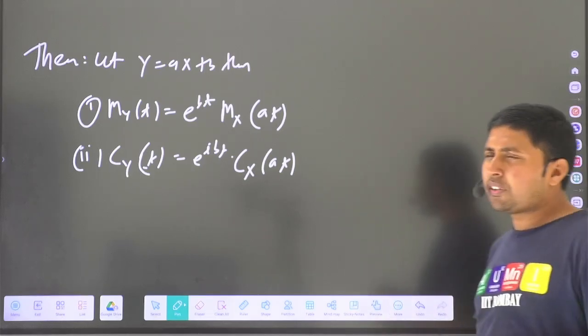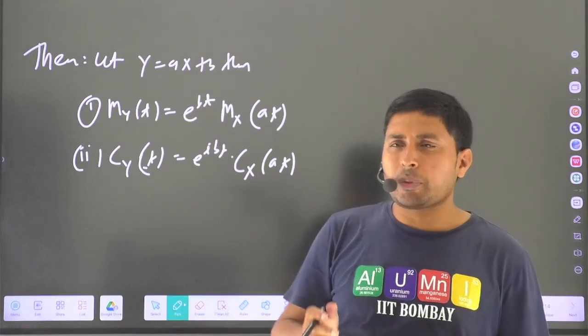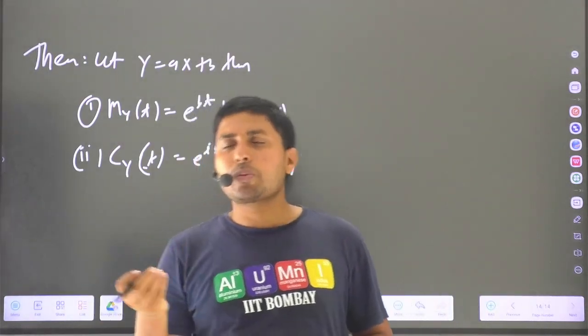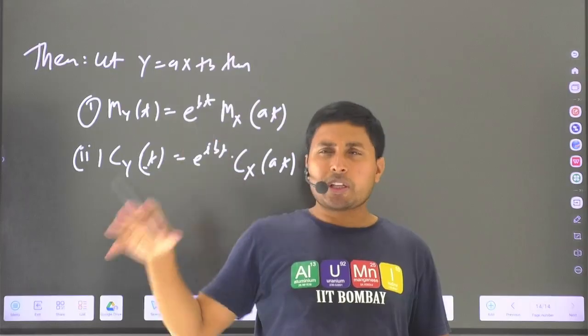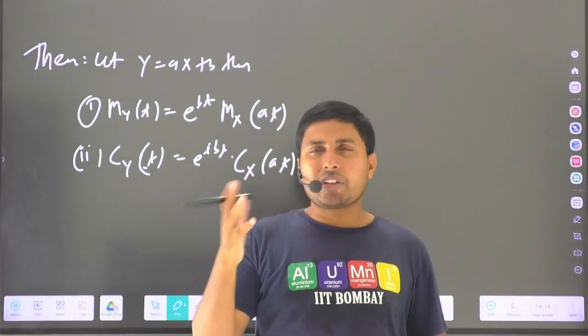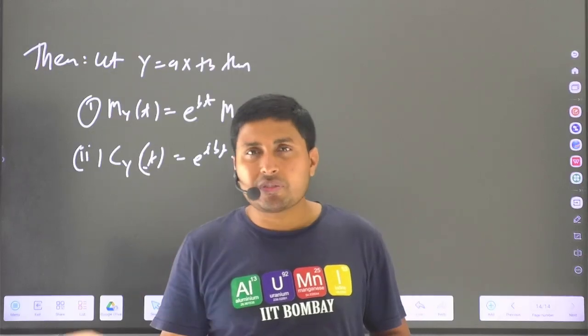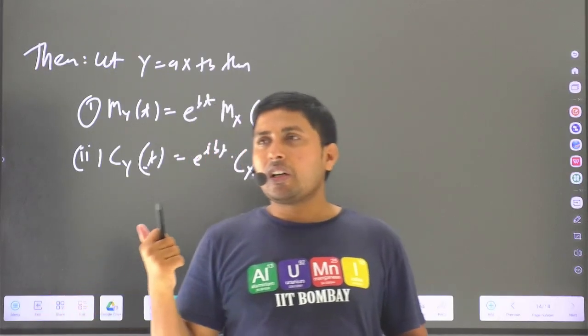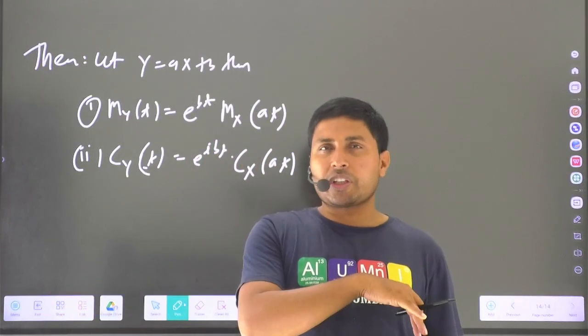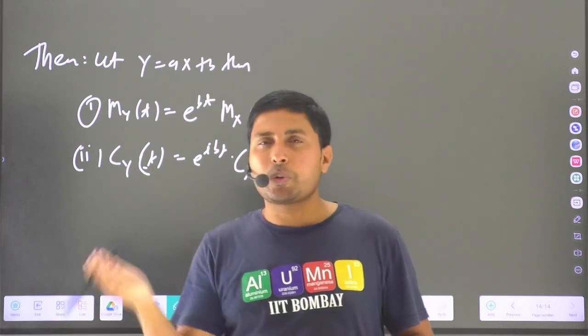Like the MGF, the characteristic function also determines the distribution uniquely. Every distribution has a unique MGF if it exists. Similarly, every distribution has a unique characteristic function, and it will always exist. Every MGF corresponds to a unique distribution, and every characteristic function corresponds to a unique distribution.